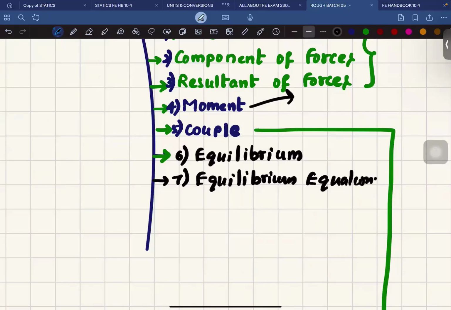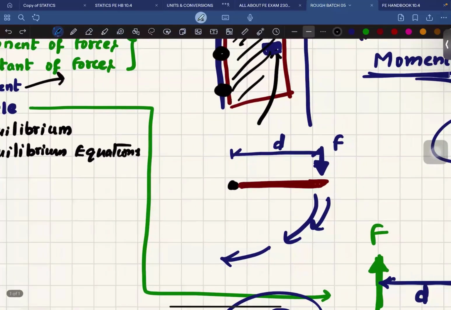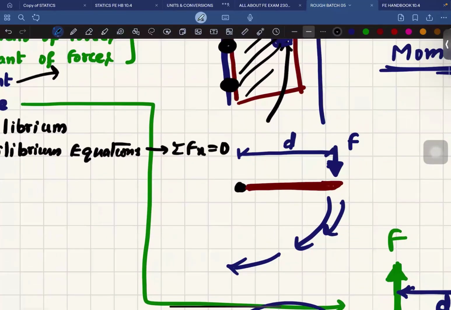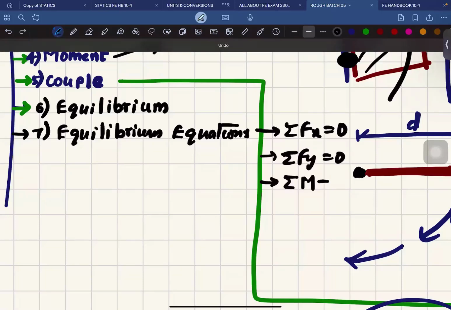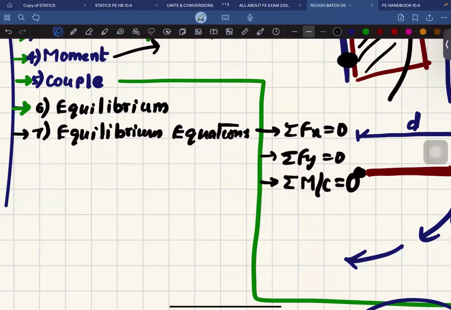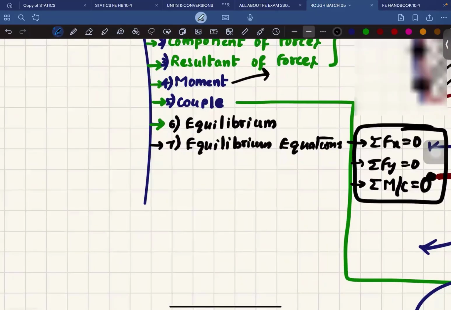So equilibrium equations again come from the effect of this equilibrium, where instead of just one sigma Fx, I can write it in 3 directions: sigma Fx, summation of all the forces in x direction, summation of all the forces in y direction. And to be frank, if a body is at rest, it is not rotating also. It's not toppling over. So I can say summation of all the moments, or the word couple also, summation of all the moments or couples are 0. All the 3 equations, we call them equilibrium equations. We'll learn about them clearly.